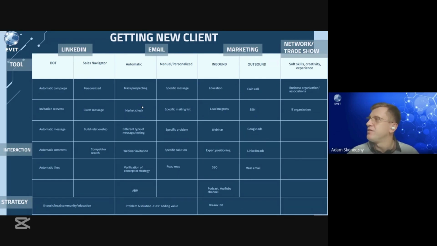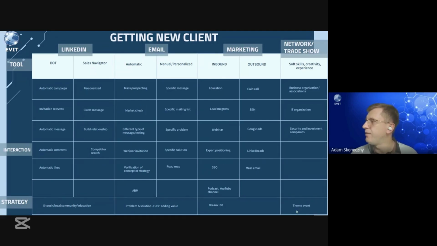IT organizations, security and investment companies. If you have a friend in a security and investment company, they have wealthy businesses as clients, so they can give you an idea who is investing, who has extra money, who could be a potential client for you. This is also a nice idea, very creative.